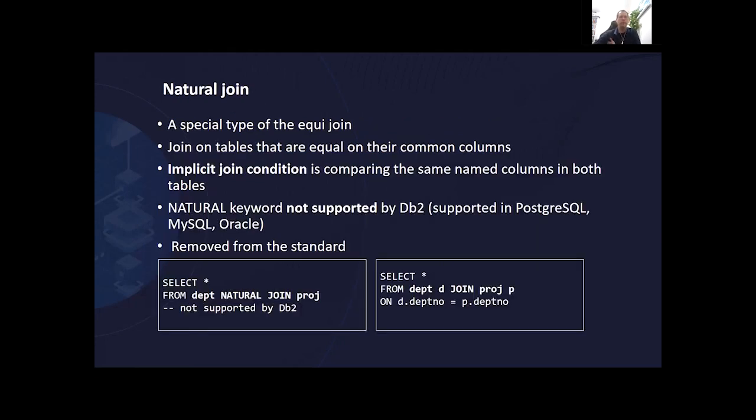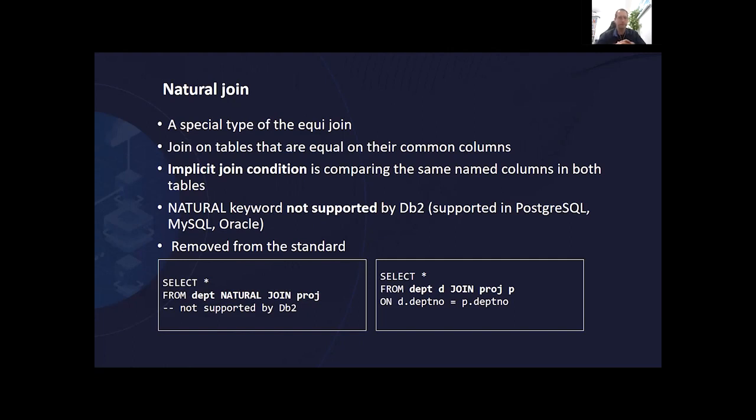Natural join is kind of interesting, because I have seen this in some different types of database management systems, and then I learned that this was removed from the standard in later versions. So DB2 doesn't support this natural join, which is correct based on the latest standards. It's a special type of equijoin, and it means that we are joining tables on their equal common columns.